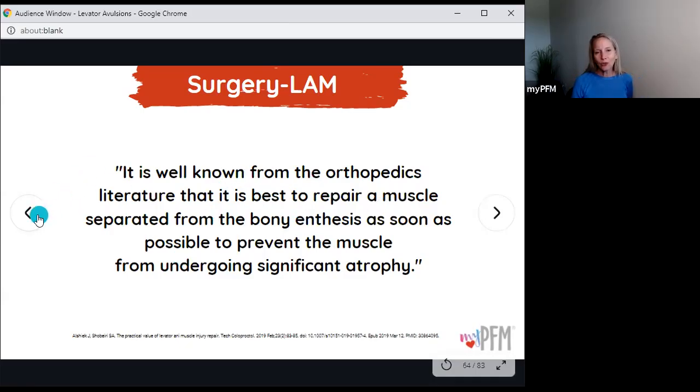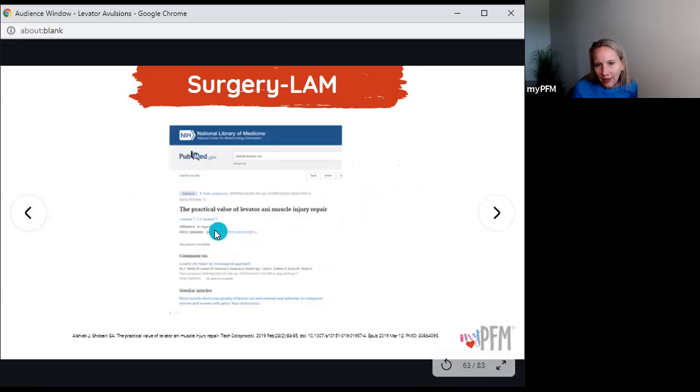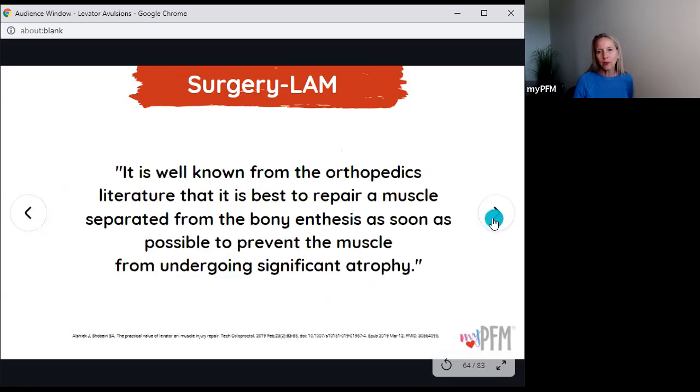So this is an article that I think was the most helpful that I found. The women's bladder doctor, she's on Instagram, she actually shared this with me. So it's a very helpful piece of literature: The Practical Value of Levator Ani Muscle Injury Repair.